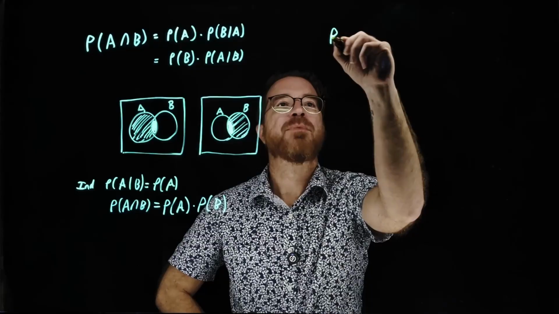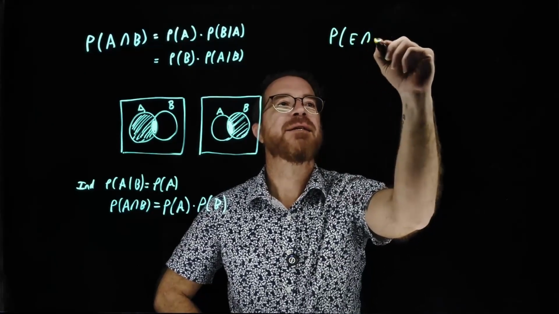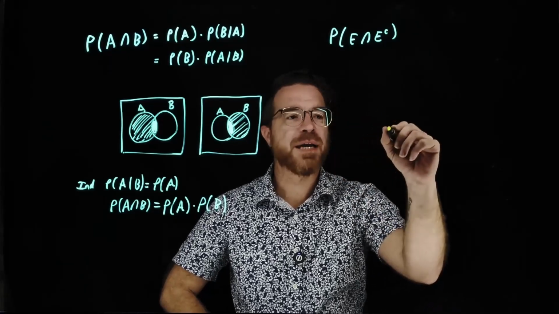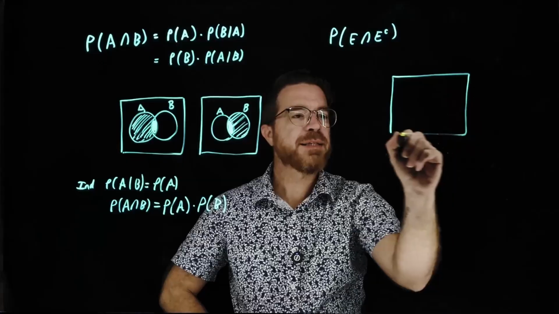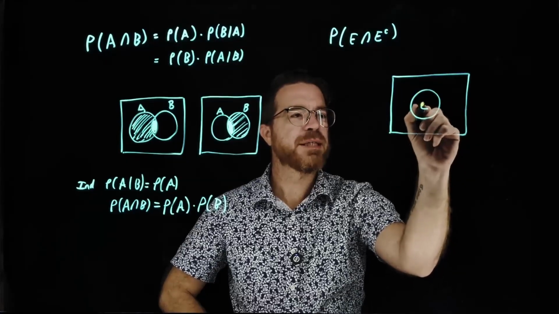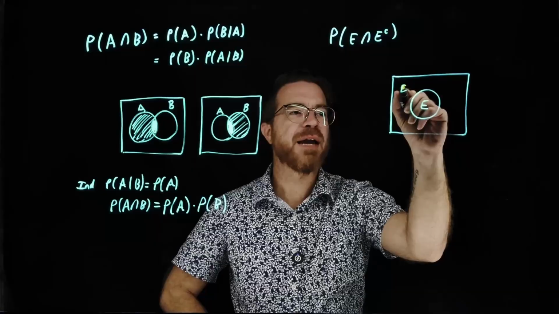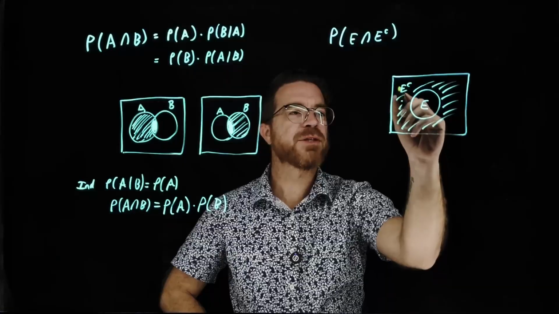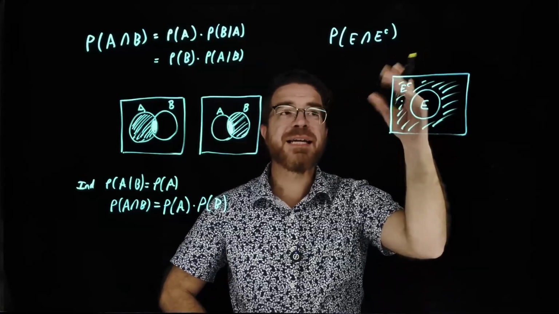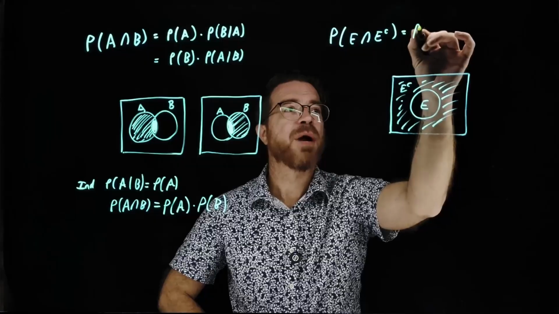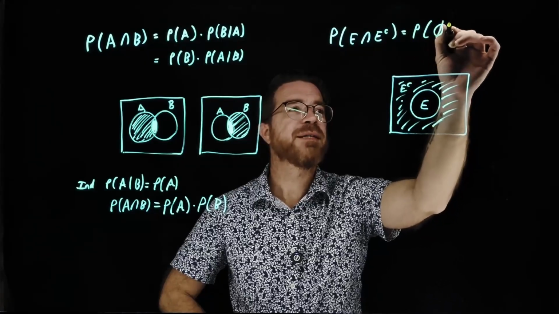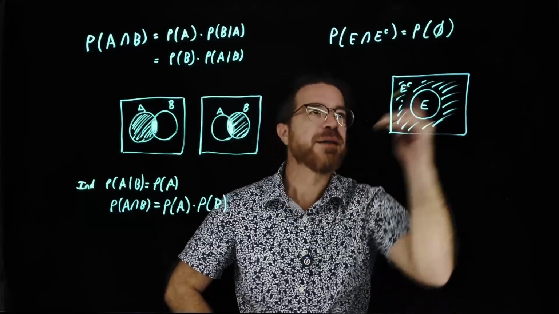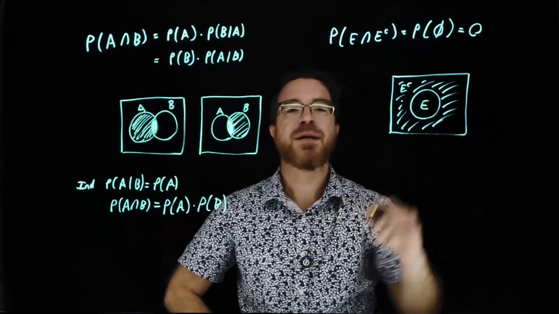So if we take the probability of E and not E, or the intersection, we have to now consider what this could be. So again, I'm going to draw a Venn diagram, and let's say that we have our event E. So this is E. Then not E is going to be everything that is not in E. So based on this question, the probability of E and not E is going to be equal to the probability of the empty set, because they have no overlap. They don't share anything. They are mutually exclusive. This means that the probability will be equal to 0.